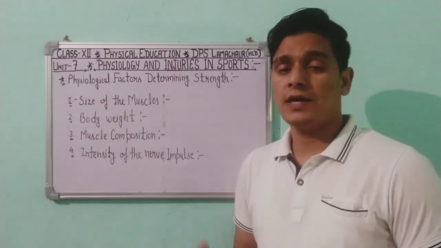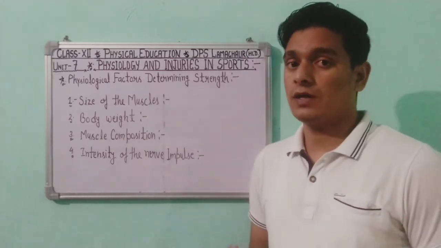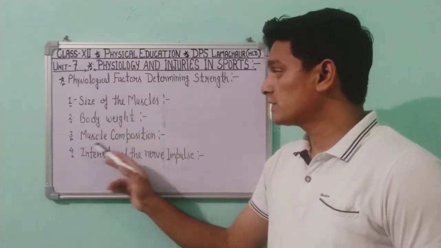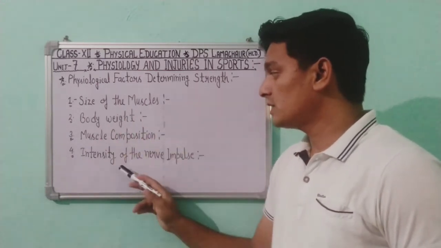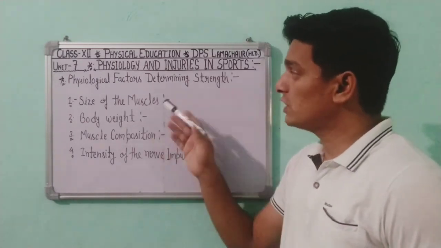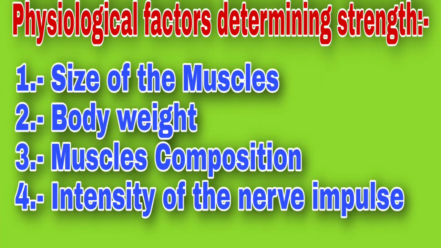There are various physiological factors which determine the strength of an individual, like size of the muscles, body weight, muscle composition, and intensity of the nerve impulse. I am going to explain all these factors one by one. Now let's start with the first one. So the first is size of the muscles. Now let's know about it.